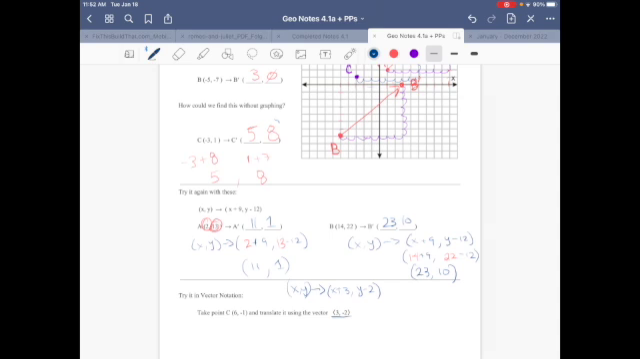So we're just going to do the same thing. I'm going to take my point. I'm going to say 6 plus 3 and negative 1 minus 2. And we get 6 plus 3 is 9, and negative 1 minus 2 is negative 3. So C prime equals (9, negative 3).